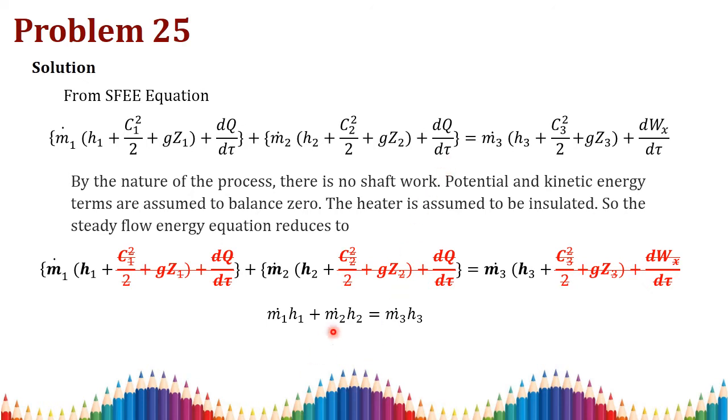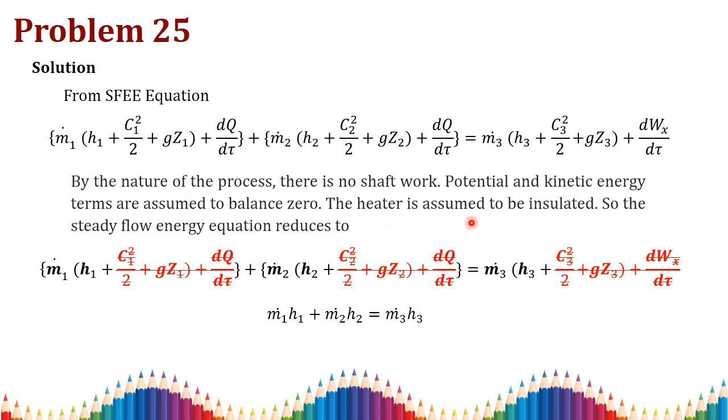In this process, in the heater there is no shaft work, so this work can be neglected, and the potential and kinetic energies are all assumed to be 0. There are no velocities and the datum levels are assumed to be equal, so we can neglect both the potential and the kinetic energies.